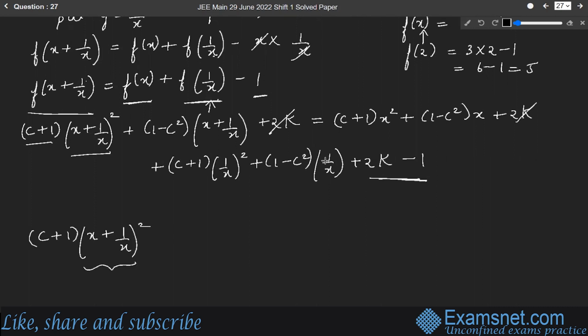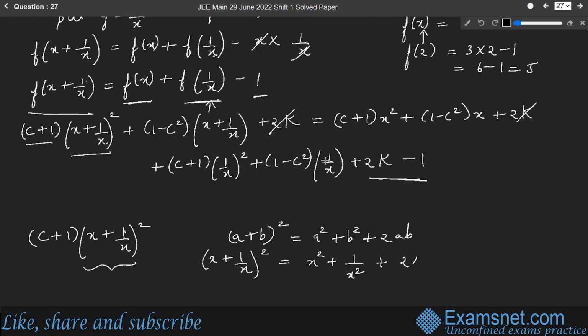For the second term here, (x + 1 by x) whole square, we have to use a formula which is (a + b) whole square. Do you know what (a + b) whole square is? It is equal to a square plus b square plus 2ab. So when we apply the same formula for (x + 1 by x) whole square, it will be x square plus 1 by x square plus 2ab, 2 into x into 1 by x. So it is equal to x square plus 1 by x square plus 2.